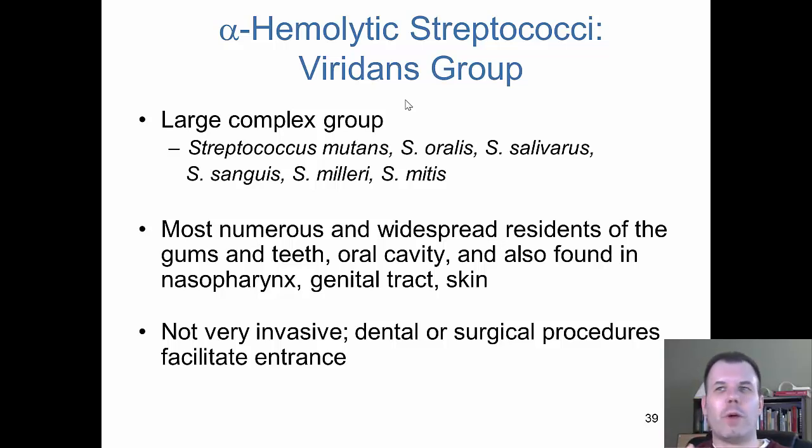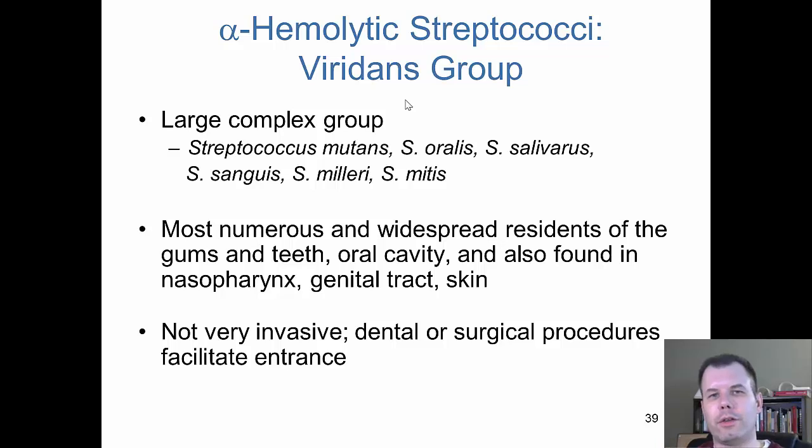They're the most numerous, widespread residents of the mouth, oral cavity, teeth, nasopharynx, genital tract, and skin. Again, they tend not to be invasive, so we don't worry so much about them causing disease. Where we do worry about them is if people have bloody gums, missing teeth, dental extractions, surgeries, or other things, because those bacteria that are on your teeth can get into the bloodstream and then cause problems. And so that's where we worry about these.